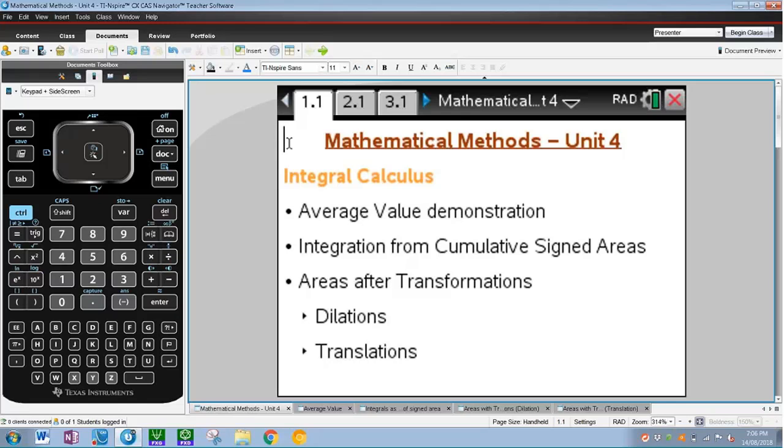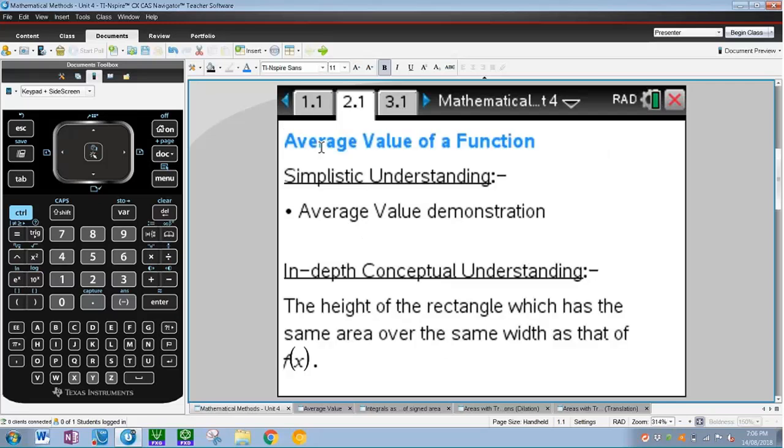So these are typical Maths Methods Exam 2 technology-active questions, where you're given a particular integral, and then you're asked to do something with the function that's being integrated, and then get the new area from there. So the first one is regarding average value.